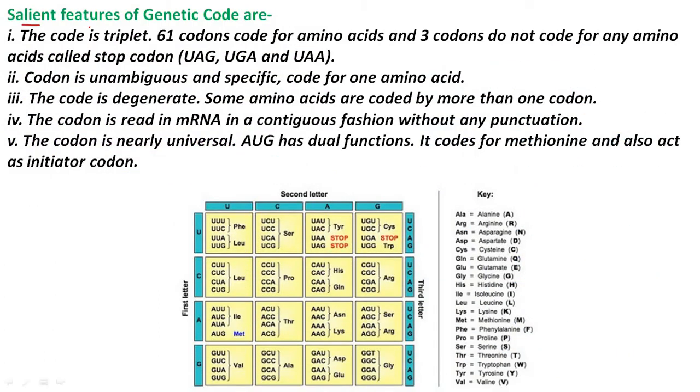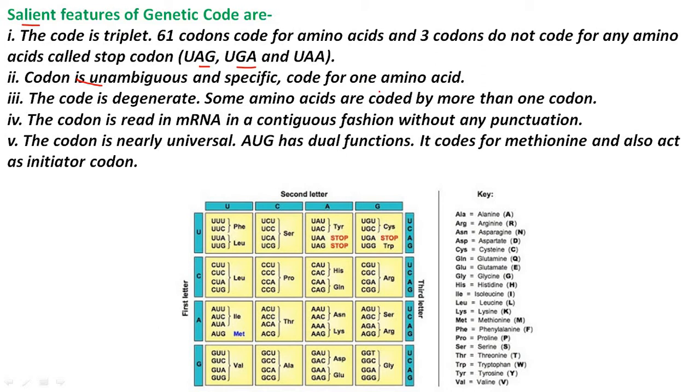So the salient features of the genetic code are: the codon is a triplet. 61 codons code for amino acids and 3 codons do not code for any amino acid, called the stop codons. That is UAG, UGA and UAA. So it is a triplet code. That means 3 adjacent nitrogen bases constitute a codon and specify one amino acid. Got it? The codon is unambiguous and specific and codes for one amino acid.